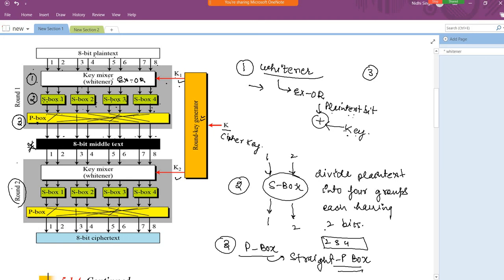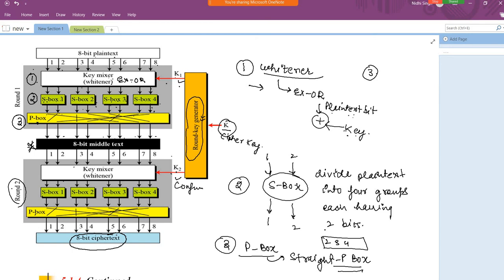In round 2, I have to perform these 3 transformations once again. The first one is key mixture, second one is substitution, third one is P box, and whatever output is generated will be my final output and it will be treated as 8-bit cipher text. Now for round 2, my key will be different in order to achieve the property of confusion. ठीक है. And this key will be generated by the round key generator. So it will take the cipher key, that is K. From this key, it will generate the keys for different rounds. So that is all about the story of product cipher.